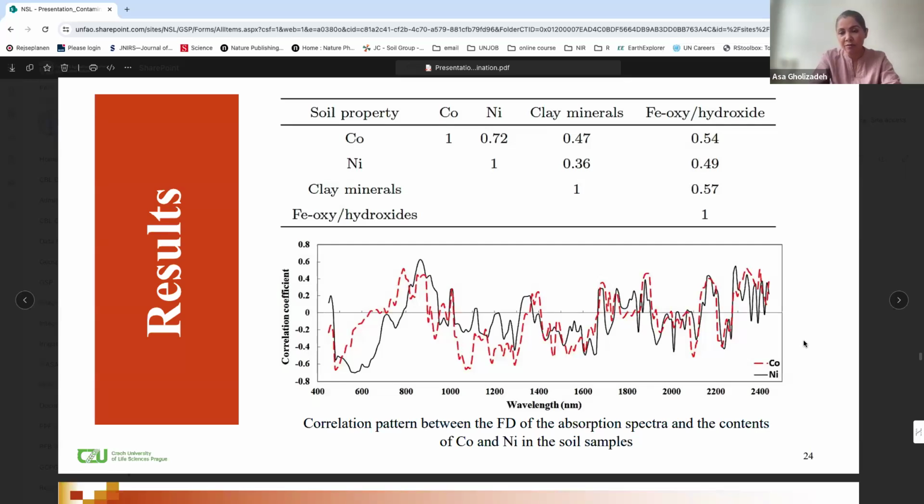You can see that correlations have been reported between clay minerals and soil chromium and cobalt. Considering this, you can see that the affinity of the toxic elements with iron oxides, and with clay minerals to a lesser extent, can be important factors affecting their speciation. So the study answered the question that visible near infrared not only can quantify these soil heavy metals, cobalt and nickel, but it could also help with the speciation of these parameters.